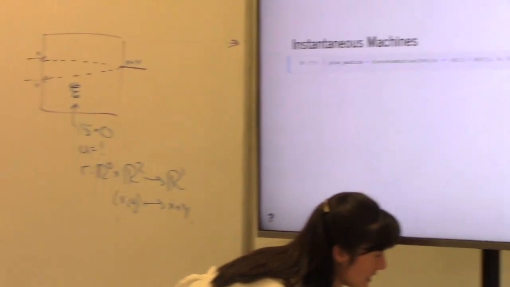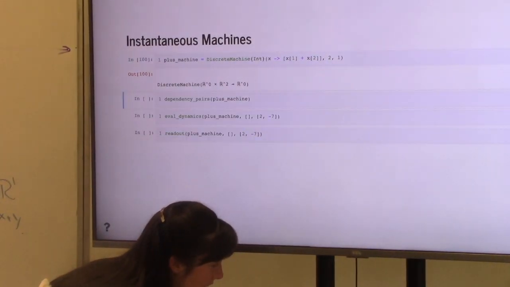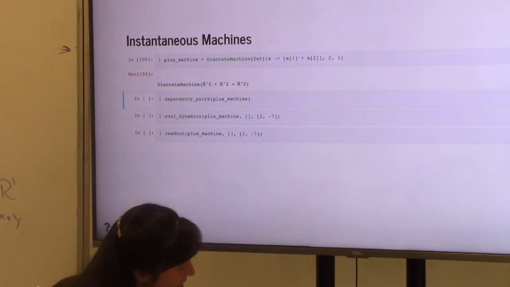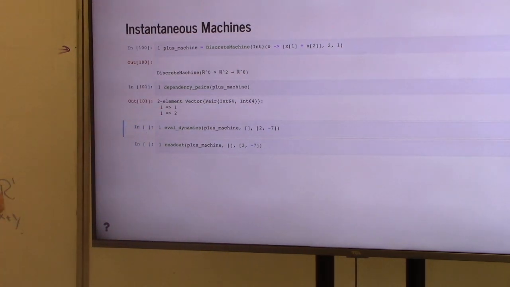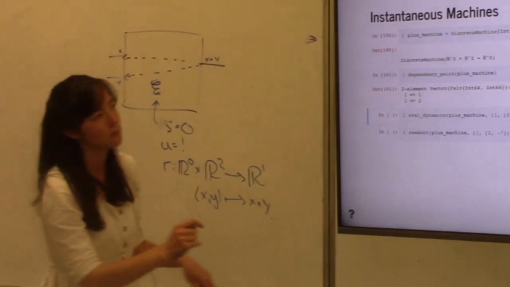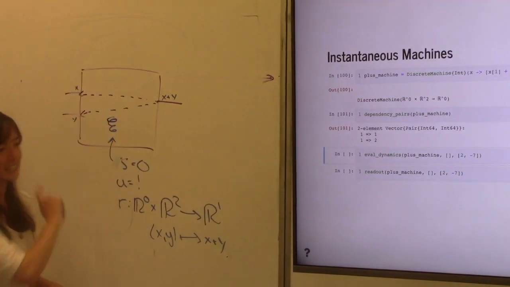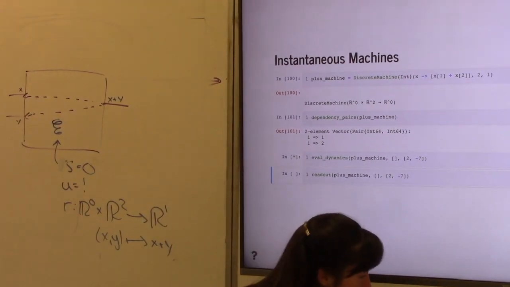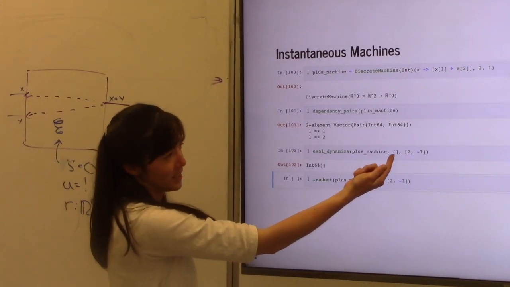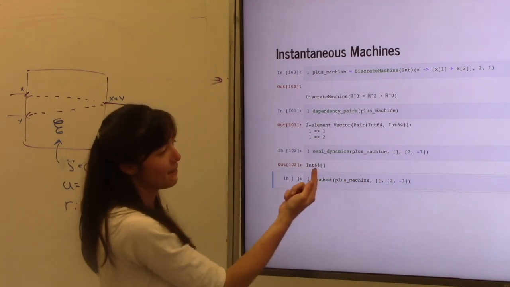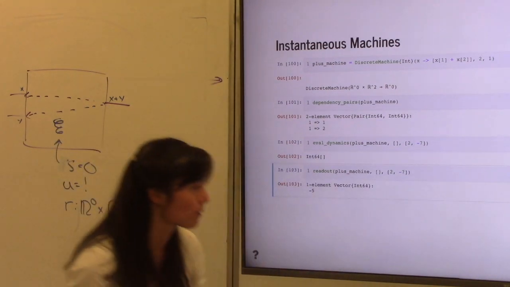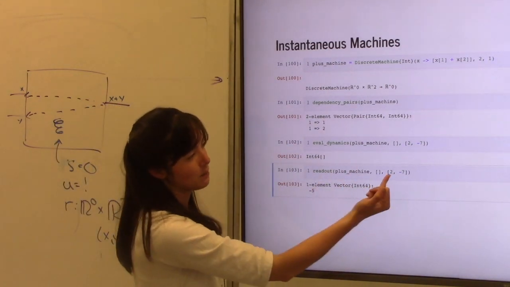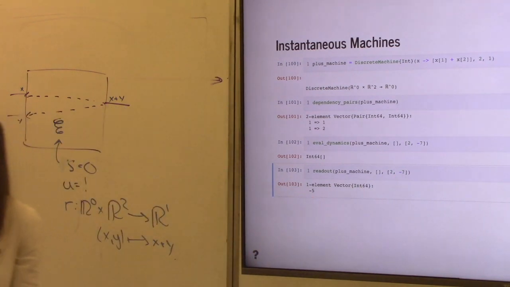All right, we can run that. And then I just wanted to show, to check that this has the right thing. So this tells us the dependency pairs. 1, 1 means the first output is dependent on the first input. 1, 2, the first output is dependent on the second input. We can evaluate the dynamics. Given the state, which is empty, and inputs 2 and -7, update the state. Well, there is no state, empty. And then finally the readout, again, given no state, inputs 2 and -7, I get back -5. So it's doing what I said it would do.